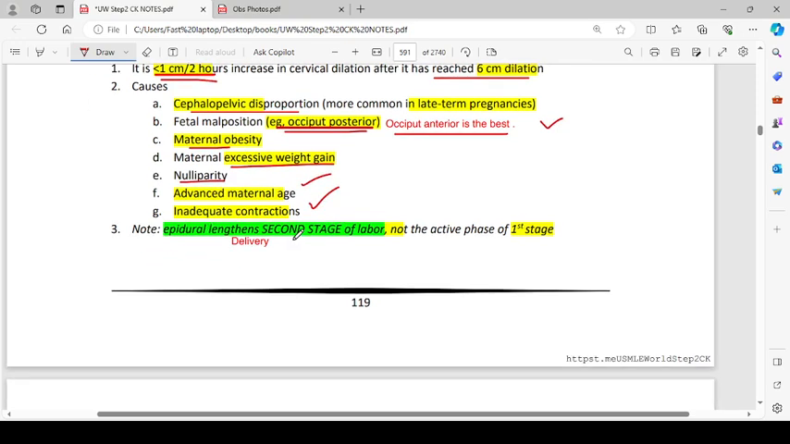Note: epidural lengthens the second stage of labor, not the active stage of the first stage.